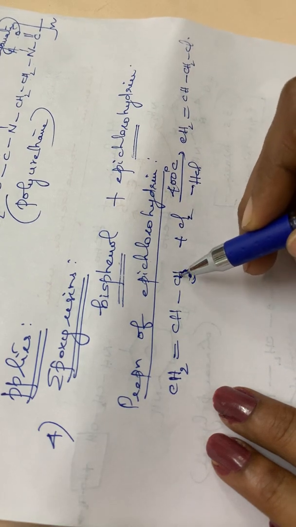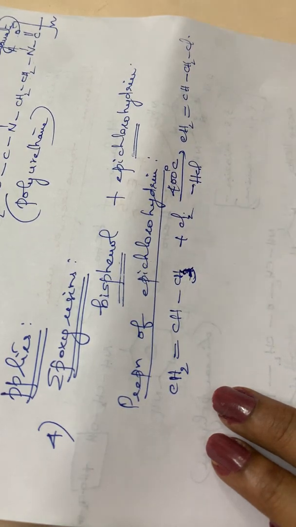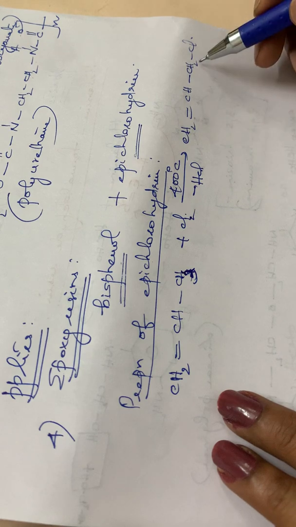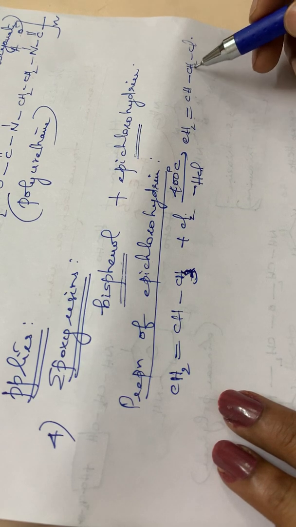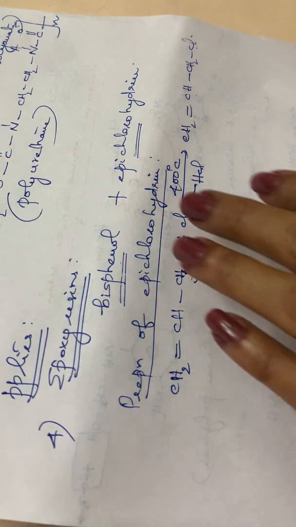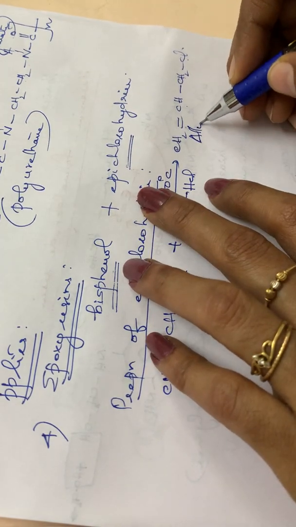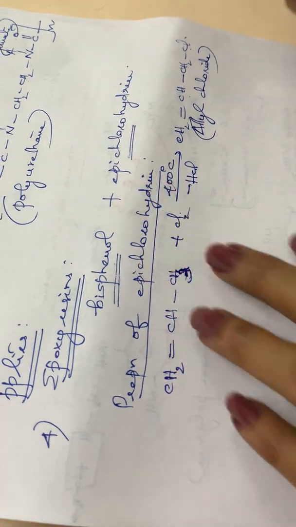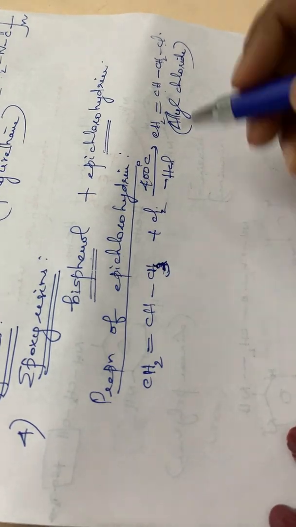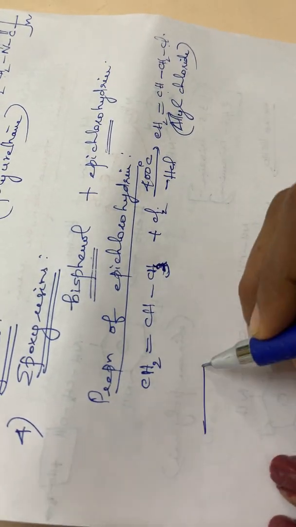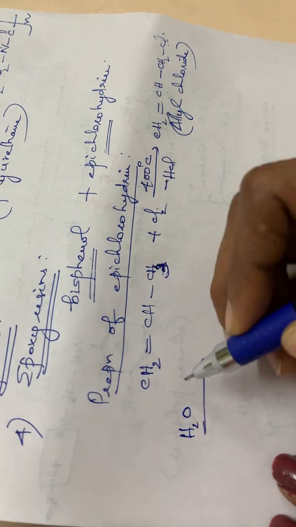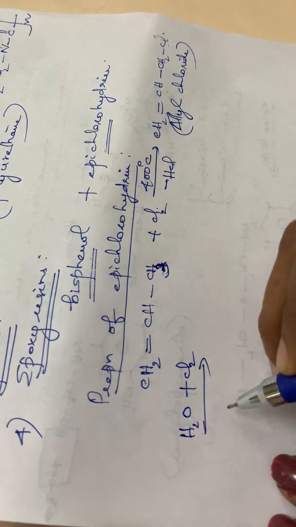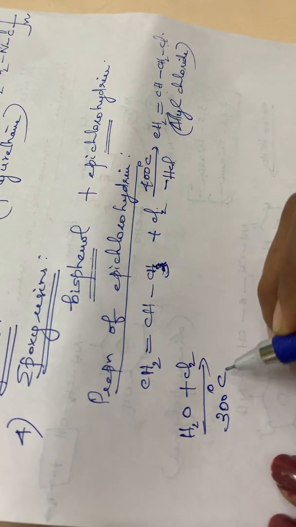Then again this CH2Cl. So what is this compound? CH2=CH-CH2Cl. This is allyl chloride. Then this allyl chloride is treated with water and chlorine at 300 degrees Celsius.